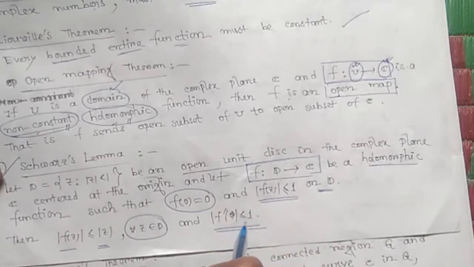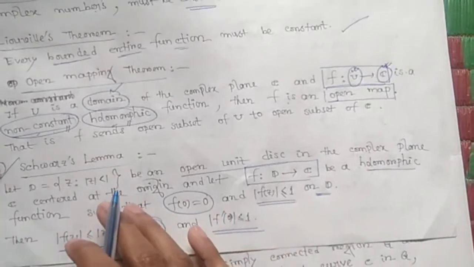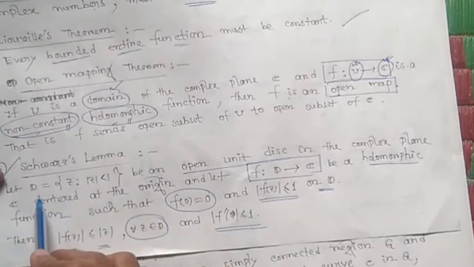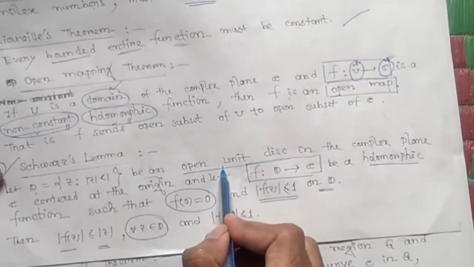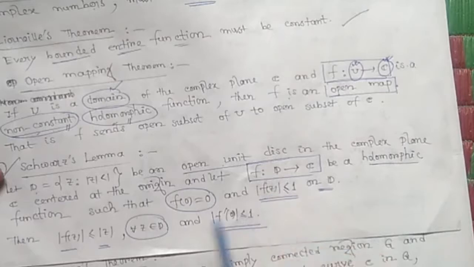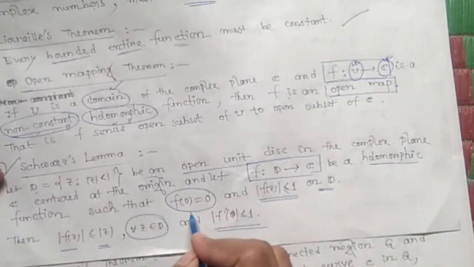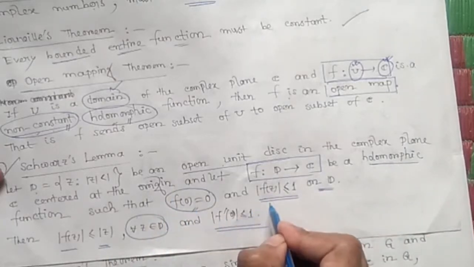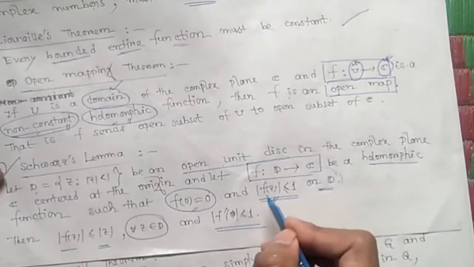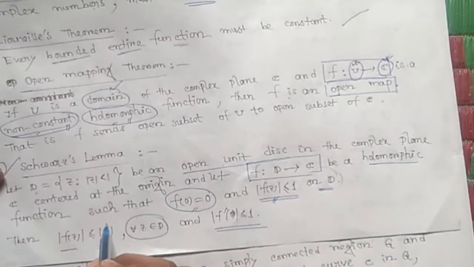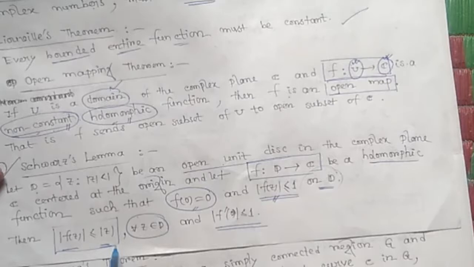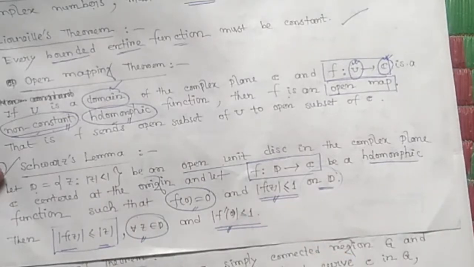So the theorem says that D is an open unit disk and f from D to C is a holomorphic function with f of 0 equal to 0 and mod f(z) less than or equal to 1 on D. Then we can say that mod f(z) is less than or equal to mod z for all z belonging to D, and mod f'(0) is less than or equal to 1. This is Schwarz's lemma.